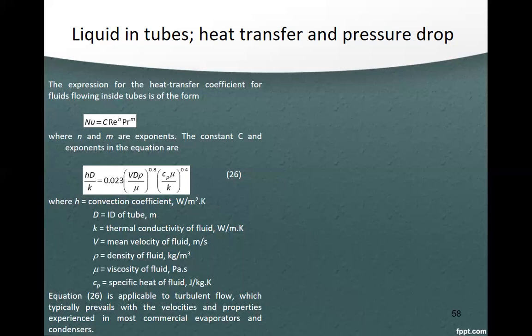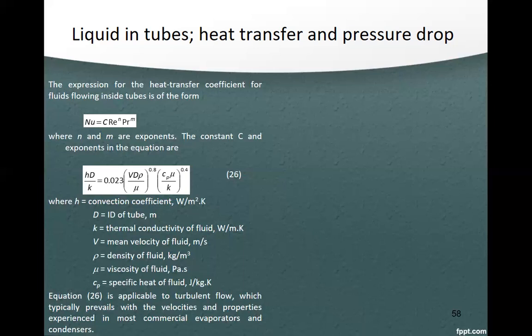D is the ID of the tube, meter, k is the thermal conductivity of the fluid, watts per meter Kelvin. V is the mean velocity of fluid, meter per second. Rho is density of fluid, kilogram per cubic meter. Mu is the viscosity of fluid in Pascal second. So, convert nyo yung conversion niya sa English SI. Cp is the specific heat of fluid, joule per kilogram Kelvin. Si watts yung gamit natin.